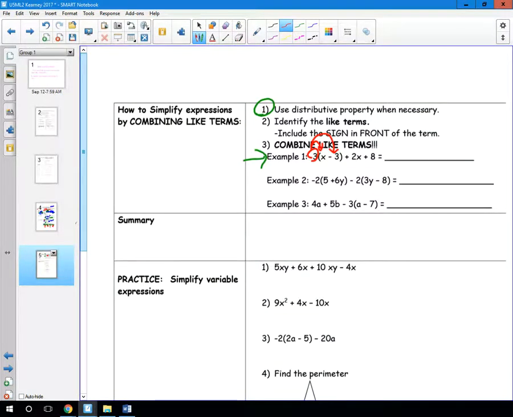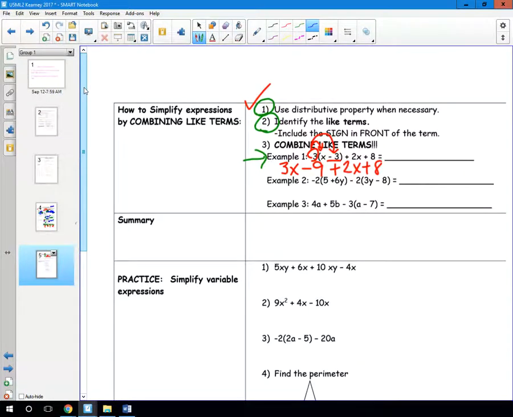Okay, so if we were to multiply, 3 times x is 3x, and then 3, and we're going to treat that as a minus 3, so treat it like a negative. So positive 3 times negative 3 is negative 9. Okay? Now we're just going to bring down the rest. So step 1, use the distributive property when necessary. Check. Step 2, we're going to identify the like terms.